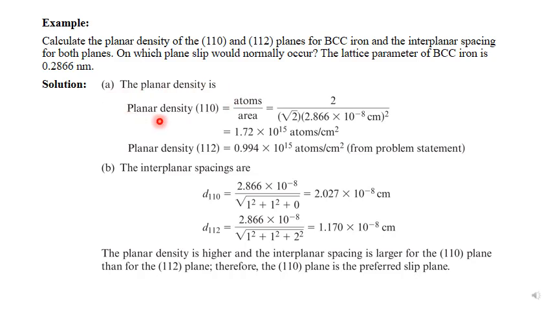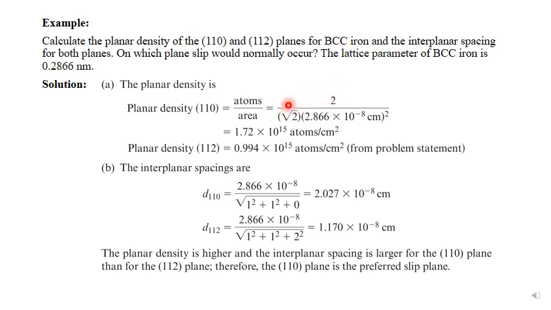And you remember that calculating planar density, from one of our previous lectures, is the number of atoms in the plane divided by the area of the plane. And for the 110 plane in BCC, we've got two atoms, one in the middle and one quarter on each corner.